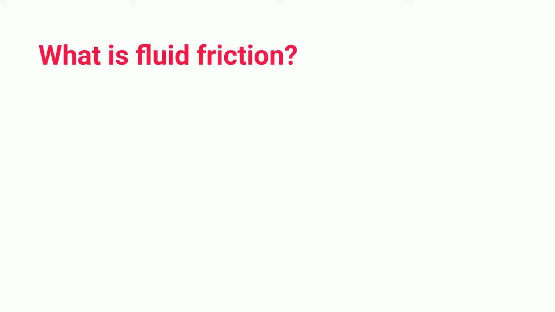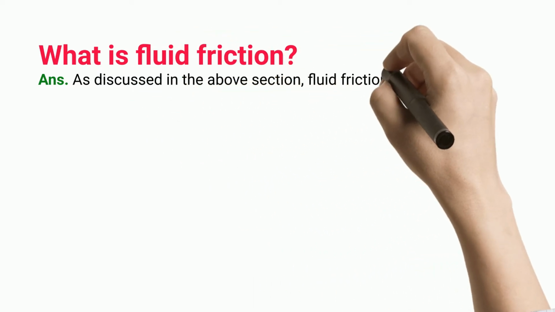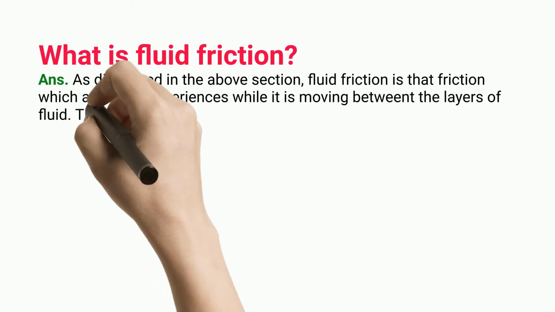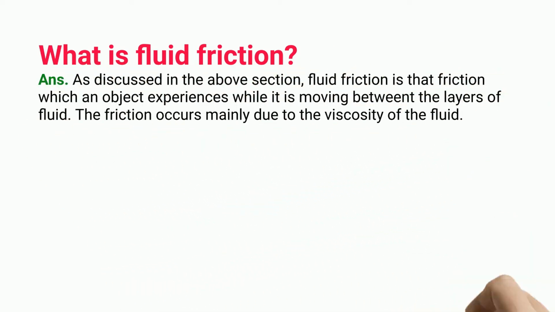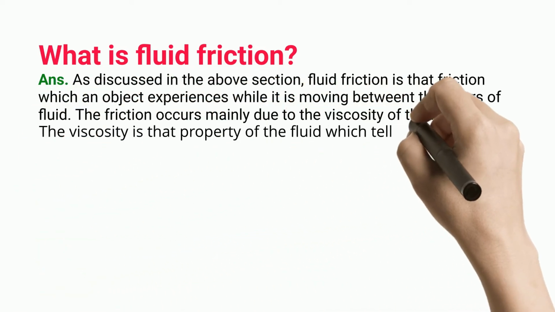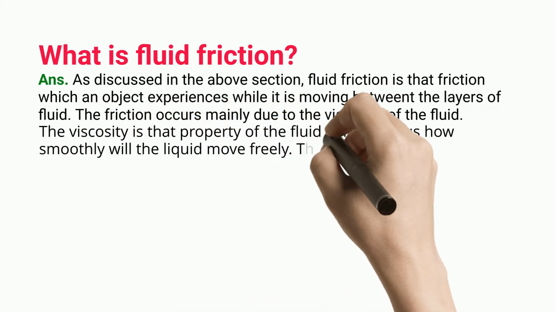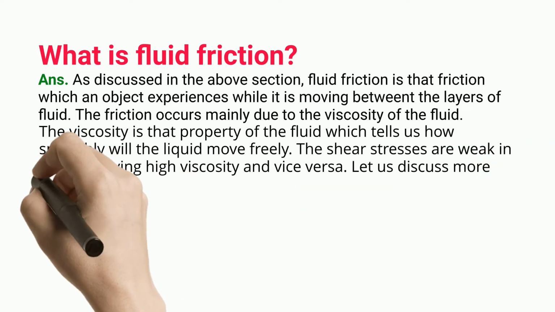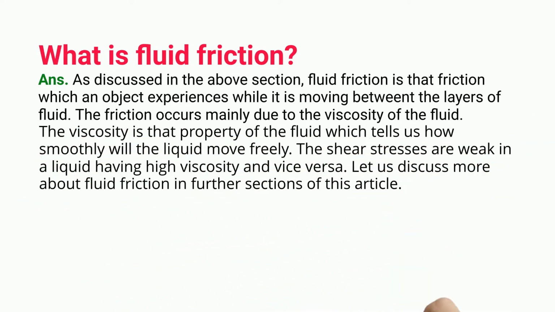What is fluid friction? As discussed in the above section, fluid friction is that friction which an object experiences while it is moving between the layers of fluid. The friction occurs mainly due to the viscosity of the fluid. The viscosity is that property of the fluid which tells us how smoothly the liquid will move freely. The shear stresses are weak in a liquid having high viscosity and vice versa. Let us discuss more about fluid friction in further sections of this article.